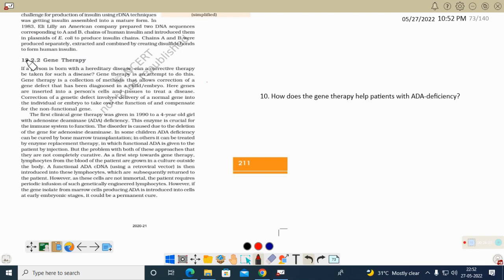As this lymphocyte is not immortal, we have to do this process periodically, which means repeatedly. But if we are able to incorporate this gene into bone marrow cells at the early embryo stage, the normal cells produced from the bone marrow will be normal, and it will give a permanent cure. Okay, that much we have to write in this question.